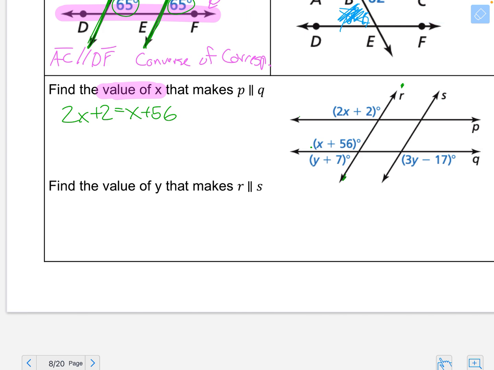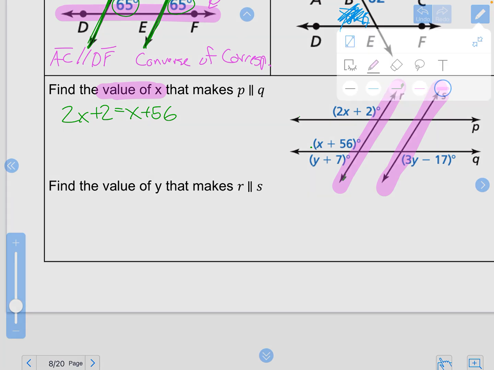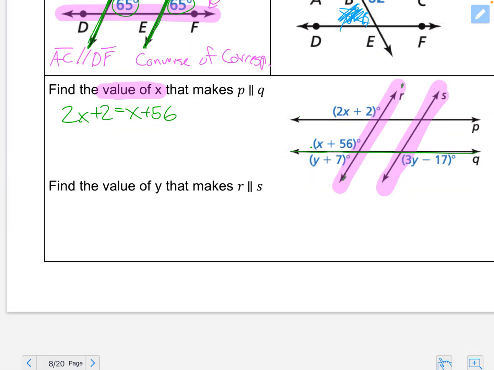So now we want to prove that R is parallel to S. If I'm going to prove that R is parallel to S, I'm going to use transversal Q. These angles are consecutive, they're on the same side, and they're exterior, but I don't have a theorem for consecutive exterior. But I can use my vertical angles theorem to move both of these values inside because I know vertical angles are congruent no matter what.